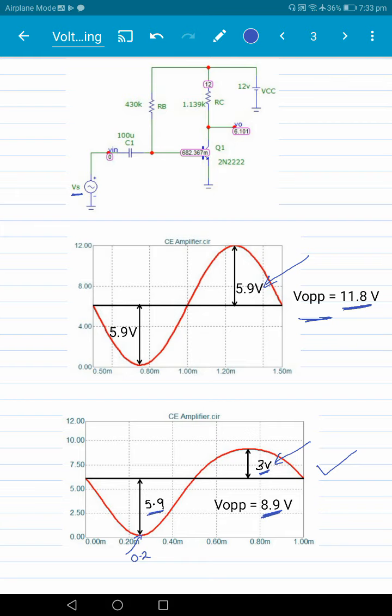And not only that, we are getting a lot of distortion. So the simple picture, this was the simple picture here.